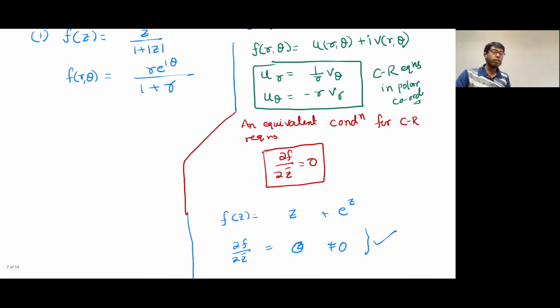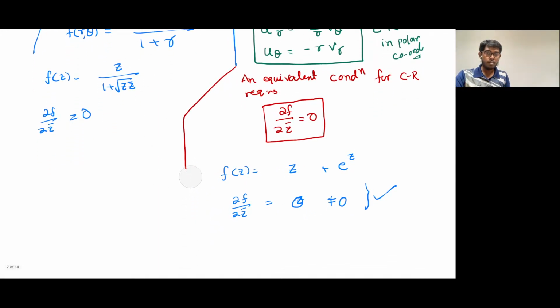So this is the same thing. As suggested by Sariha, we can also write f(z) equals z by 1 plus square root of z bar, and we can find del f by del z bar to see when it is 0. If it is 0 for every complex number, then this is a correct option. If it is not 0 for some complex number z, then this is not a correct option. So let's do it by both methods. Let's start firstly with r theta.